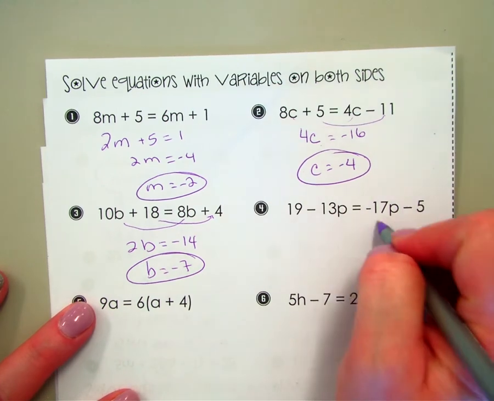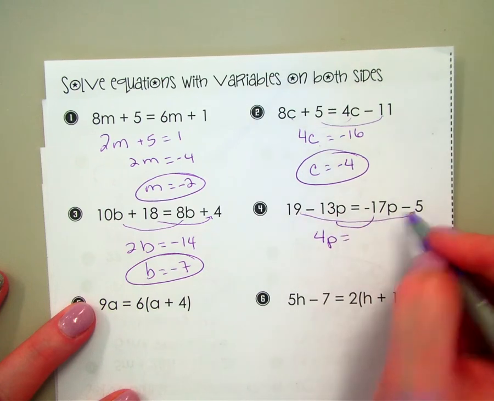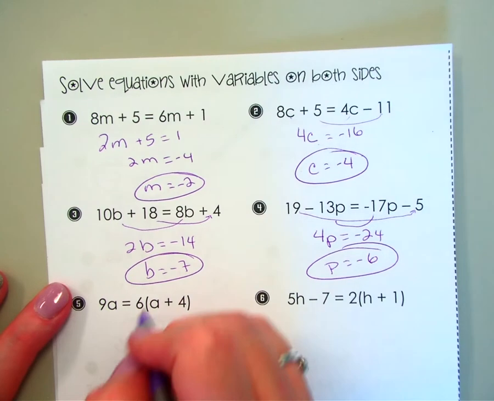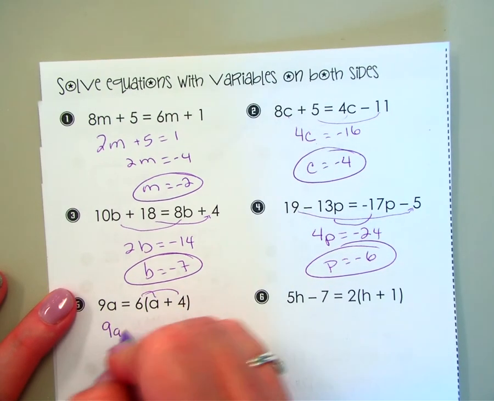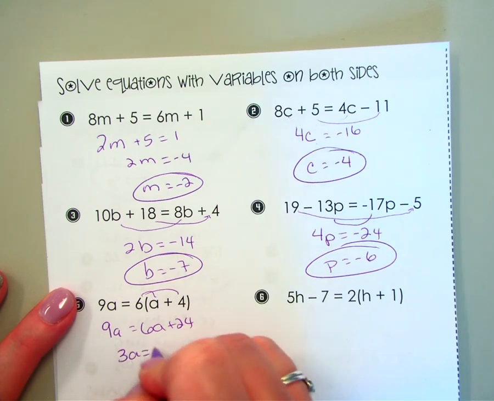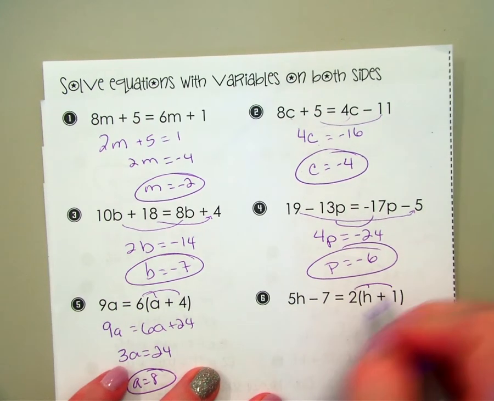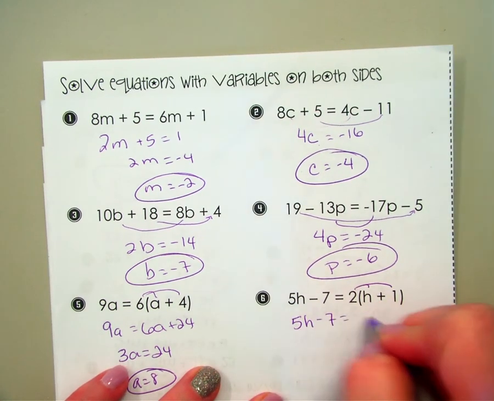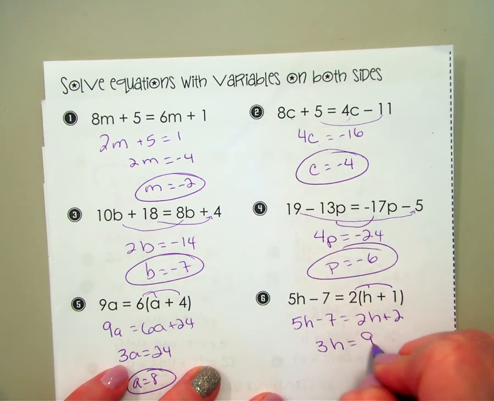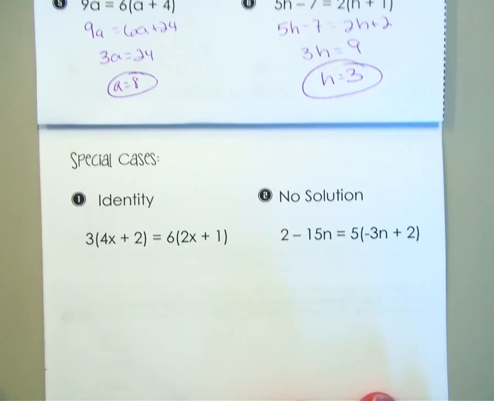Again, with these linear equations, we should be able to get fluent, which means we're fast, can do them quickly. Add my 17p over, subtract my 19 over, divide by 4. Got to do some distributive here. Subtract my 6a over. Distribute my 2. Subtract my 2 over, add my 7. H equals 3.